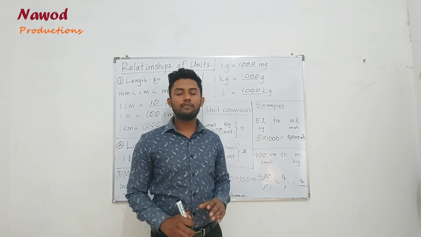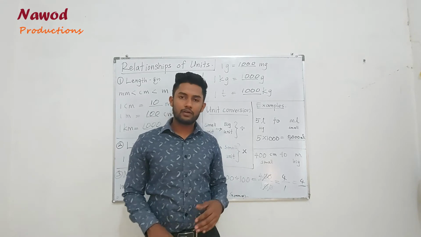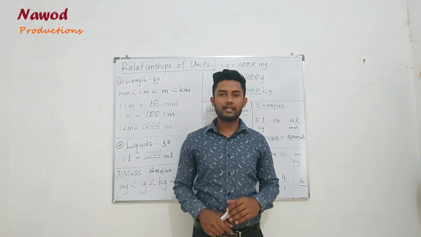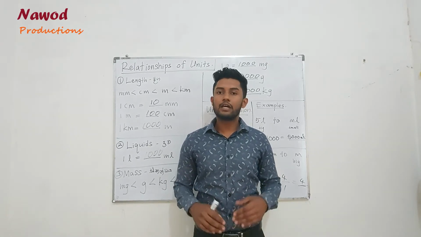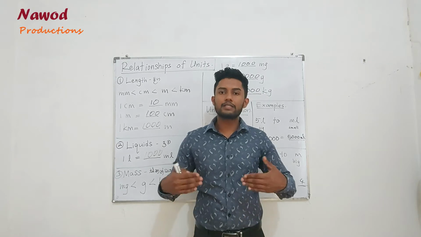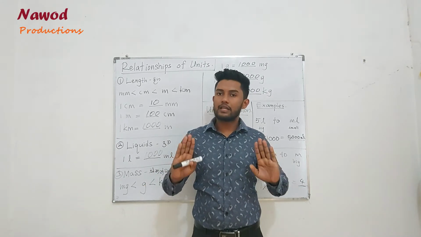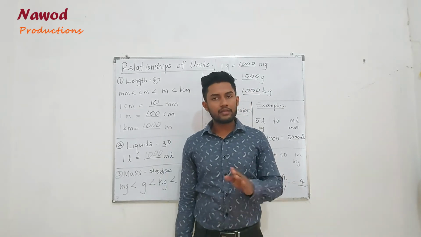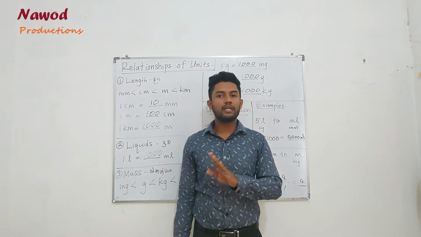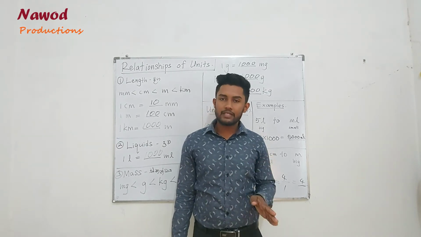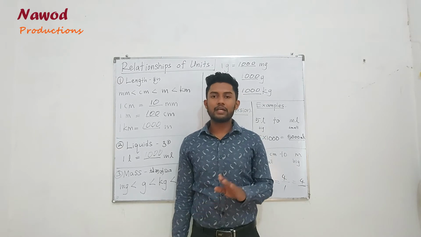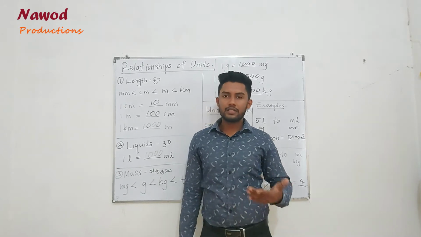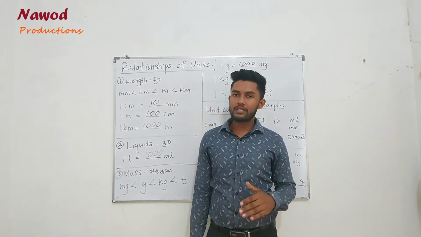Yes, that way we want to convert the units, and we want to know about the relationships of units. First of all, we are learning the relationships of length, that is millimeters, centimeters, meters and kilometers. Likewise, you want to learn the units in ascending order. Then the relationship is 1 centimeter equals 10 millimeters, 1 meter equals 100 centimeters, 1 kilometer equals 1000 meters. Likewise, you want to learn about the relationships of length.